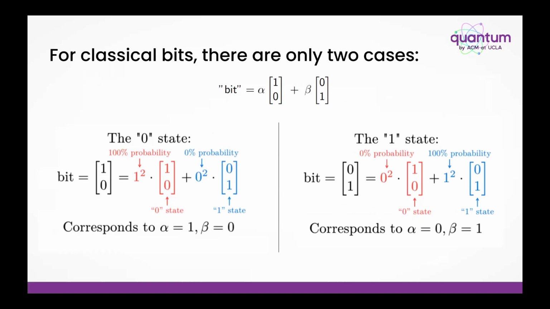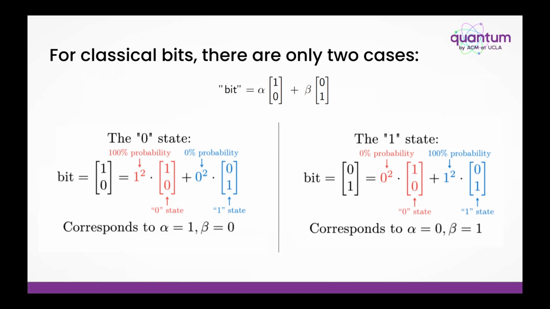For classical bits, there are actually two distinct cases, two different ways to assign amplitudes. The first case on the left is where the amplitude for the 1, 0 column vector, or the 0 state, is 1, and the amplitude for the 0, 1 column vector, or 1 state, is 0. This corresponds to when the bit is 0, because obviously when the bit is 0, the probability of measuring it in the 0 state is 1 squared equals 1, or 100%. And the probability of it being in the 1 state is 0.